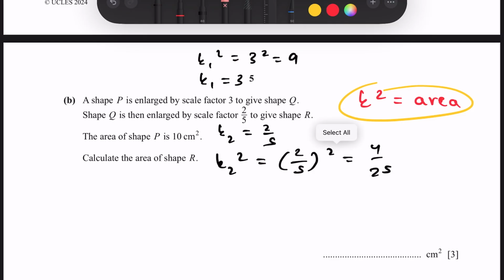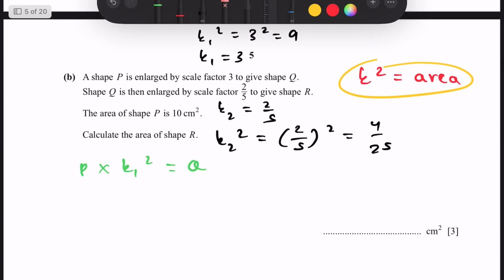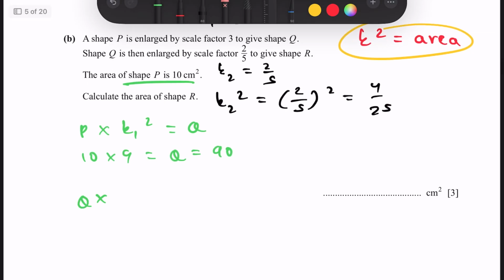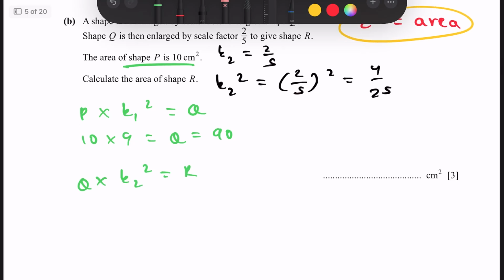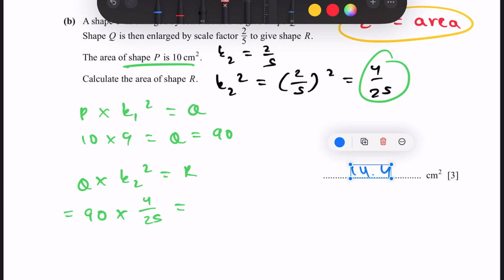So in this case, the area of P times K1 squared is equal to Q. Since the area of shape P is 10 and K1 squared is equal to 9, Q is equal to 90. Now Q times K2 square is equal to R, and since Q is equal to 90 and K2 squared is equal to 4 by 25, we get the value of R, which is equal to 14.4. And this in turn is our final answer.